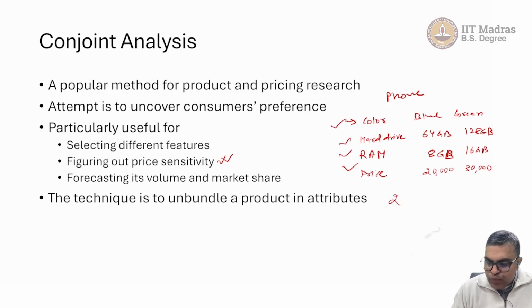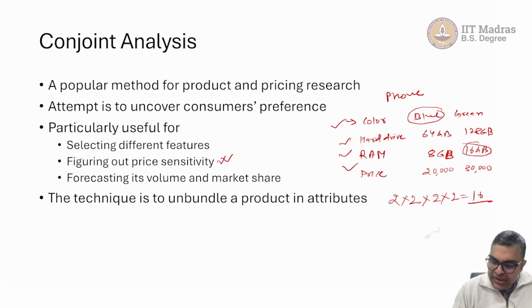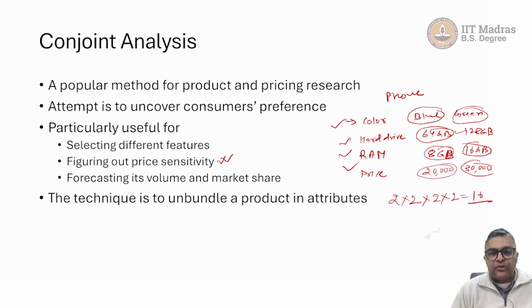So we can have totally 2 multiplied by 2 multiplied by 2 multiplied by 2, and that is 16 different combinations. Now what can be done with different combinations? Let us say one combination can be a blue phone with 16 GB RAM, 64 GB hard drive with price 30,000, and the consumer can be asked to compare it with a green phone with, let us say, 64 GB hard drive, 8 GB RAM and 20,000 price. And so there are 16 different combinations, and at a time 2 or 3 or 4 can be shown to a potential customer, and they are asked to pick which one they would like to buy given this particular combination.